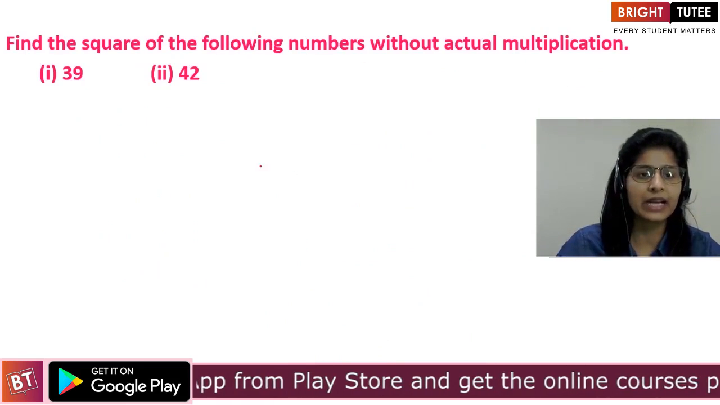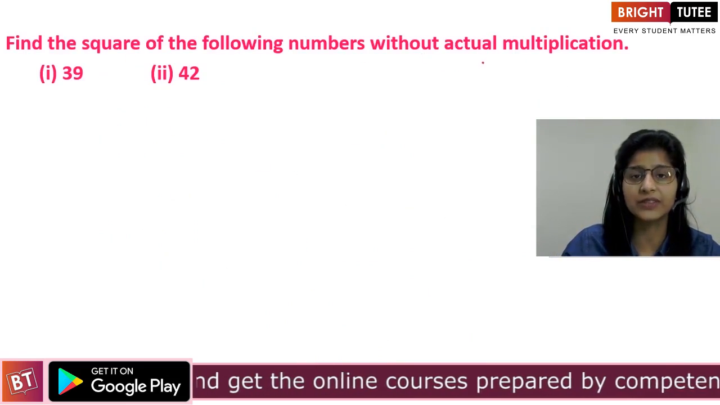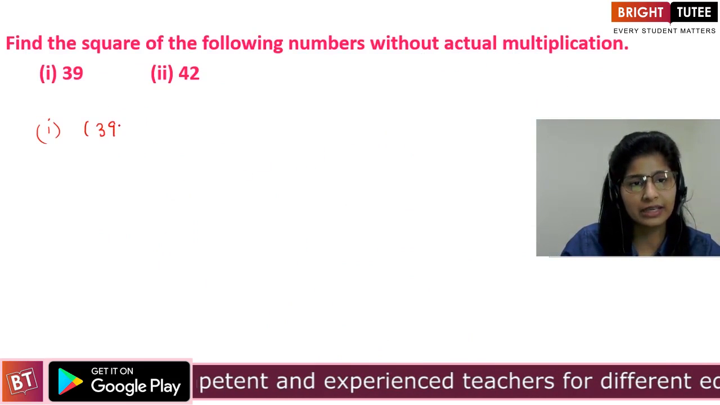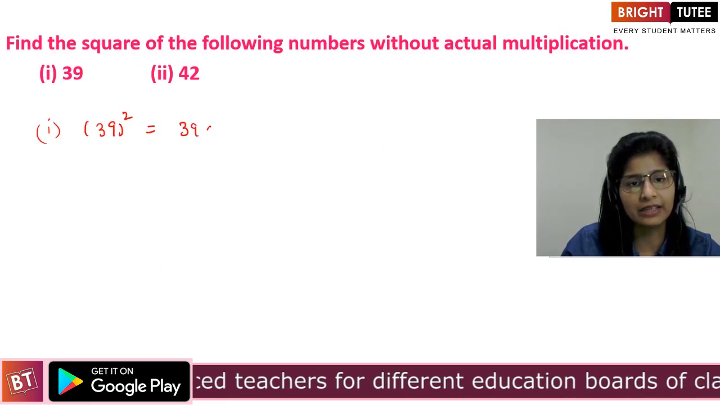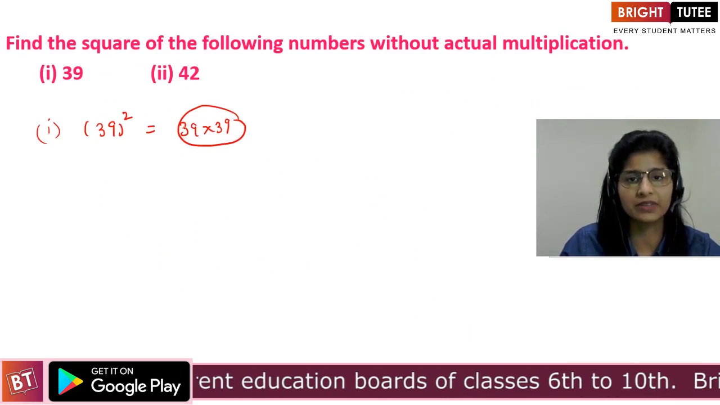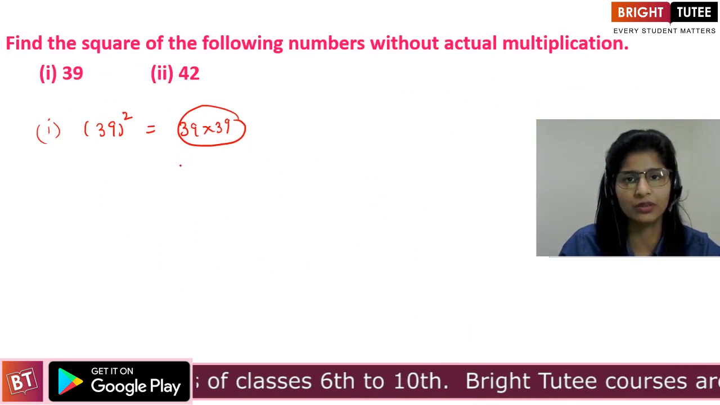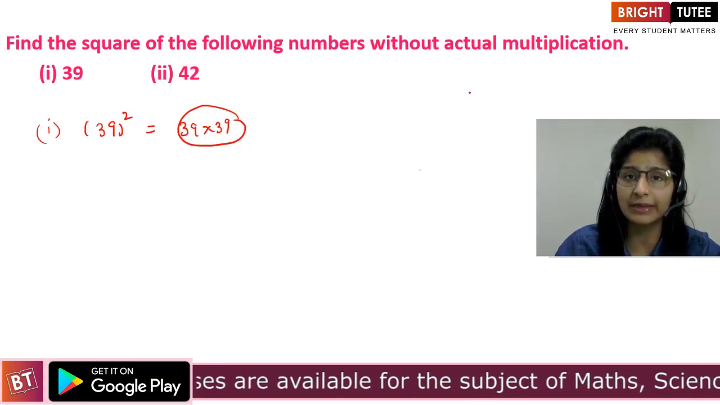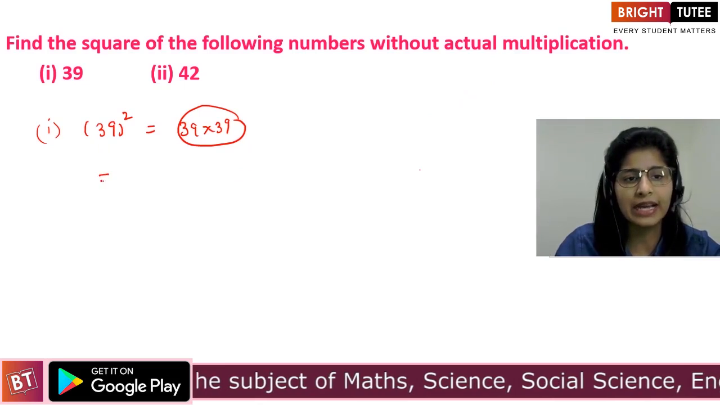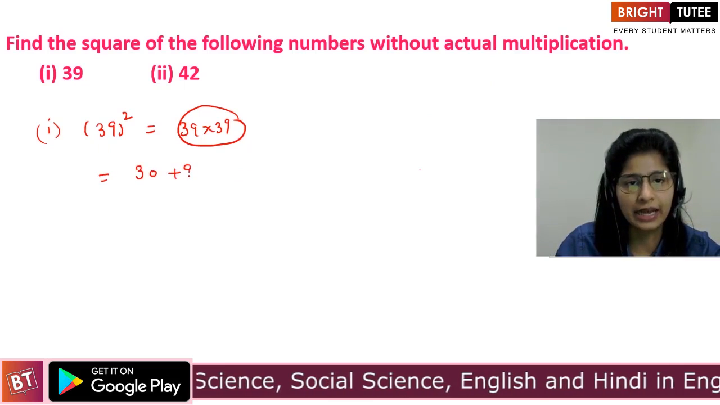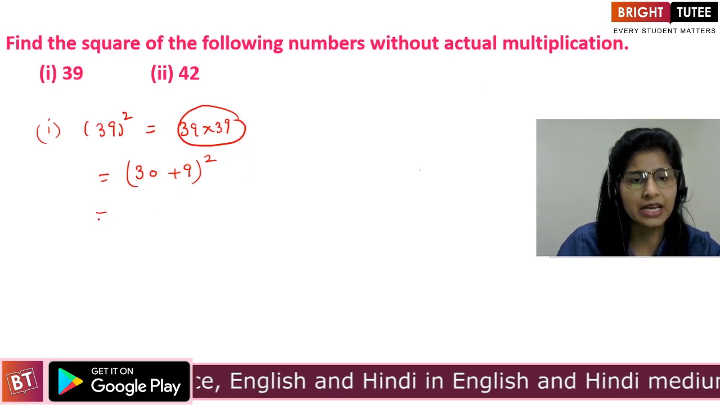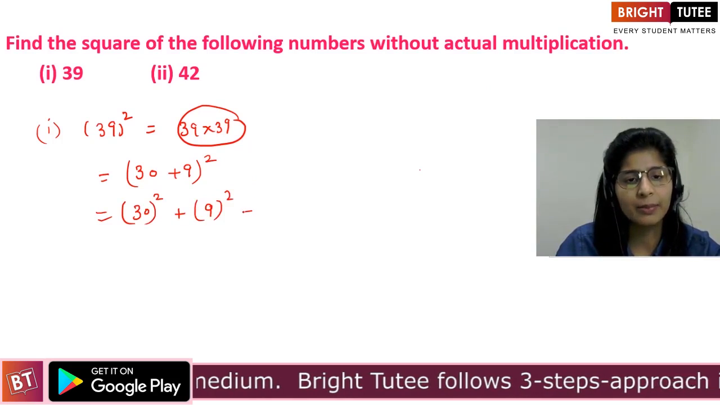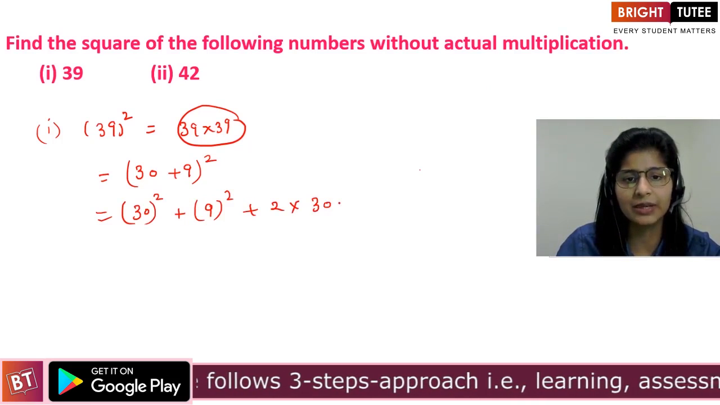Here they're asking us to find the square of the following numbers without actual multiplication. That means if I have to find the square of 39, I don't have to multiply 39 with 39. Without actually doing the multiplication, we have to solve it. So to simplify our calculation, 39 can be written as 30 plus 9 whole square. It can be written as 30 square plus 9 square plus 2 multiplied with 30 multiplied with 9.